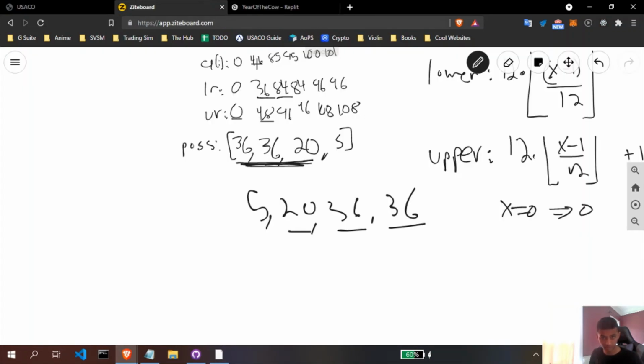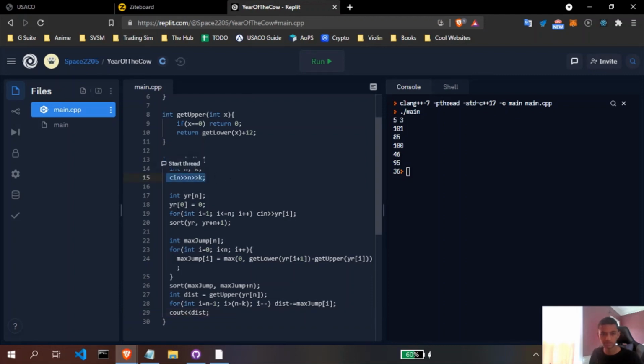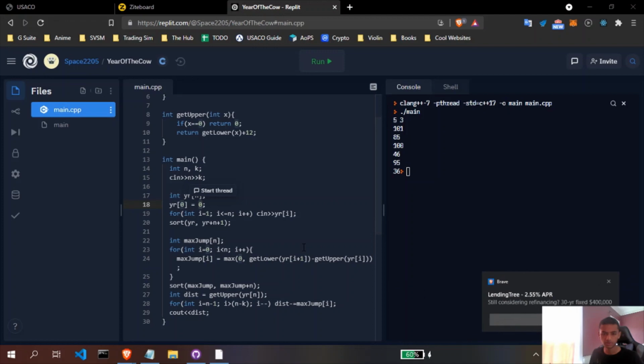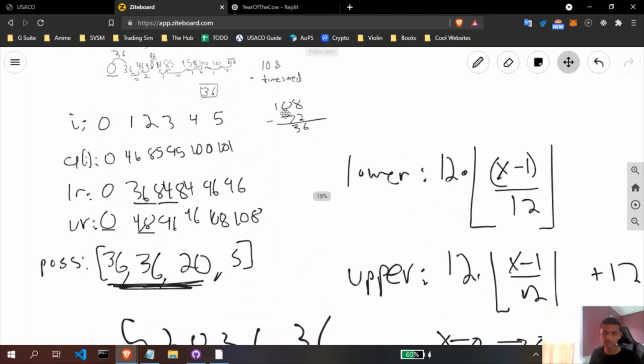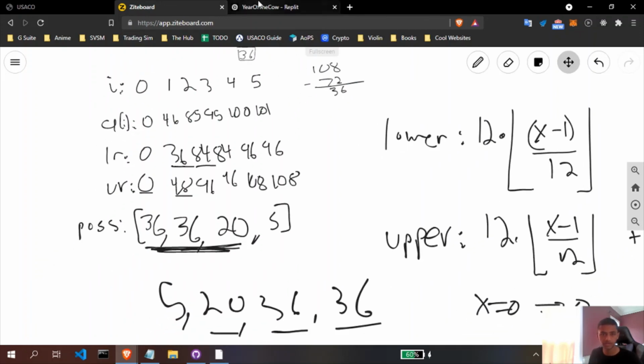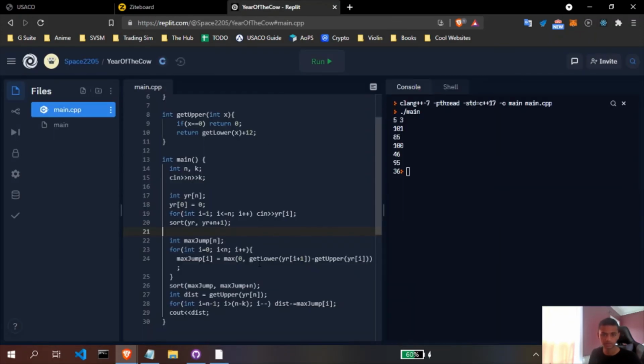So basically to reiterate, what we did was essentially input everything, and then we added 0 to our list of years, and then input the years and sorted them in order to make our processing better. And then we basically took the total distance and subtracted the total amount of jumps that we could do in terms of the distance, in order to see how much distance we actually had to travel. And in order to calculate the jumps, we took the lower bound of the next year and the upper bound of the current year, and then subtracted them. And if those values were lower than 0, we would just have our max jump be equal to 0. And then after we were done, we basically just subtracted the k highest maximum jumps that we had, and then output our distance.